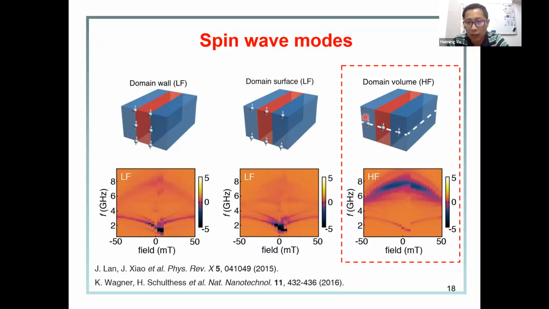But if we look at the domain volume or domain core magnetization dynamics, we find they appear mainly at the high frequency branch. So this tells us that this high frequency mode is somehow related to the domain volume magnetization dynamics rather than the domain wall magnetization dynamics. If you look at the domain volume, it is basically quite strict up-down orientation in these domain stripe structures.